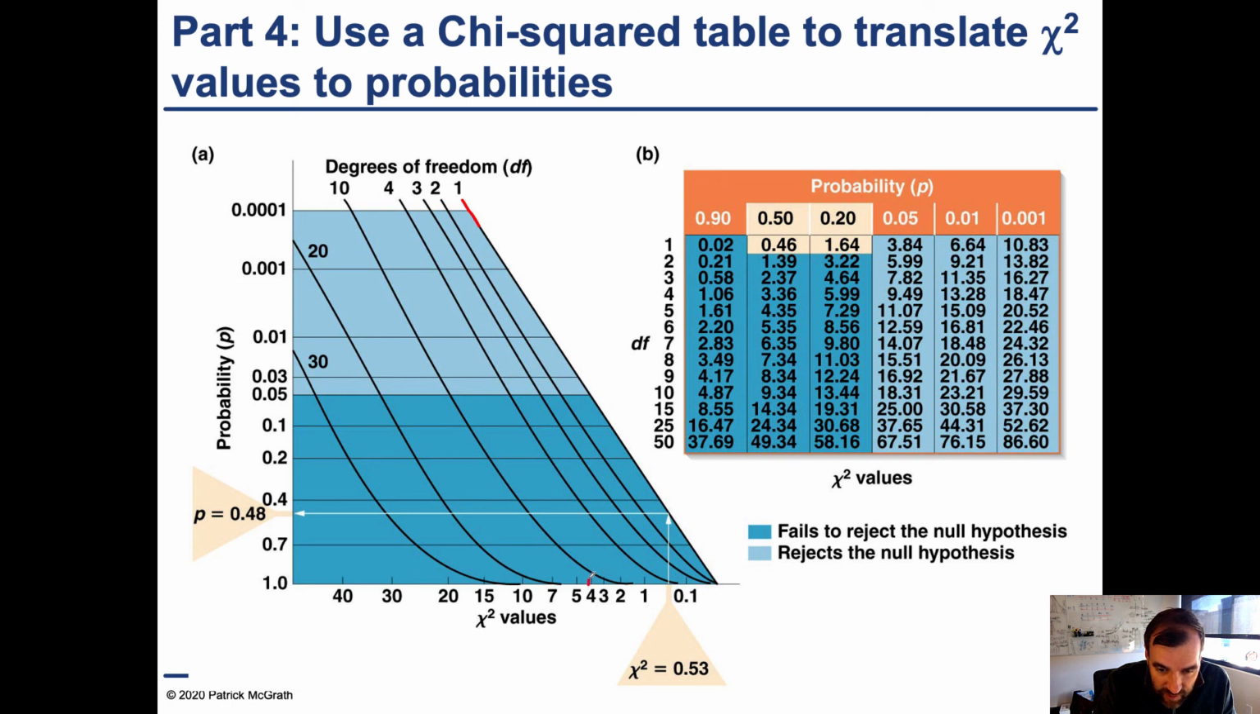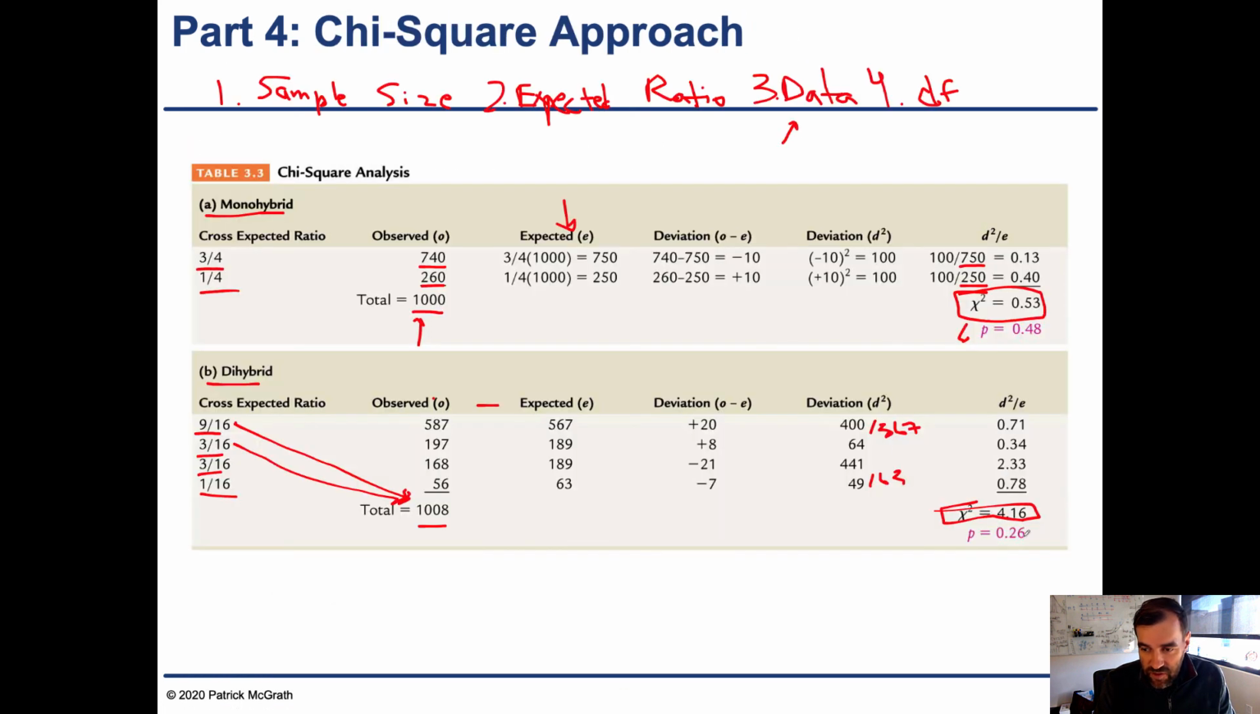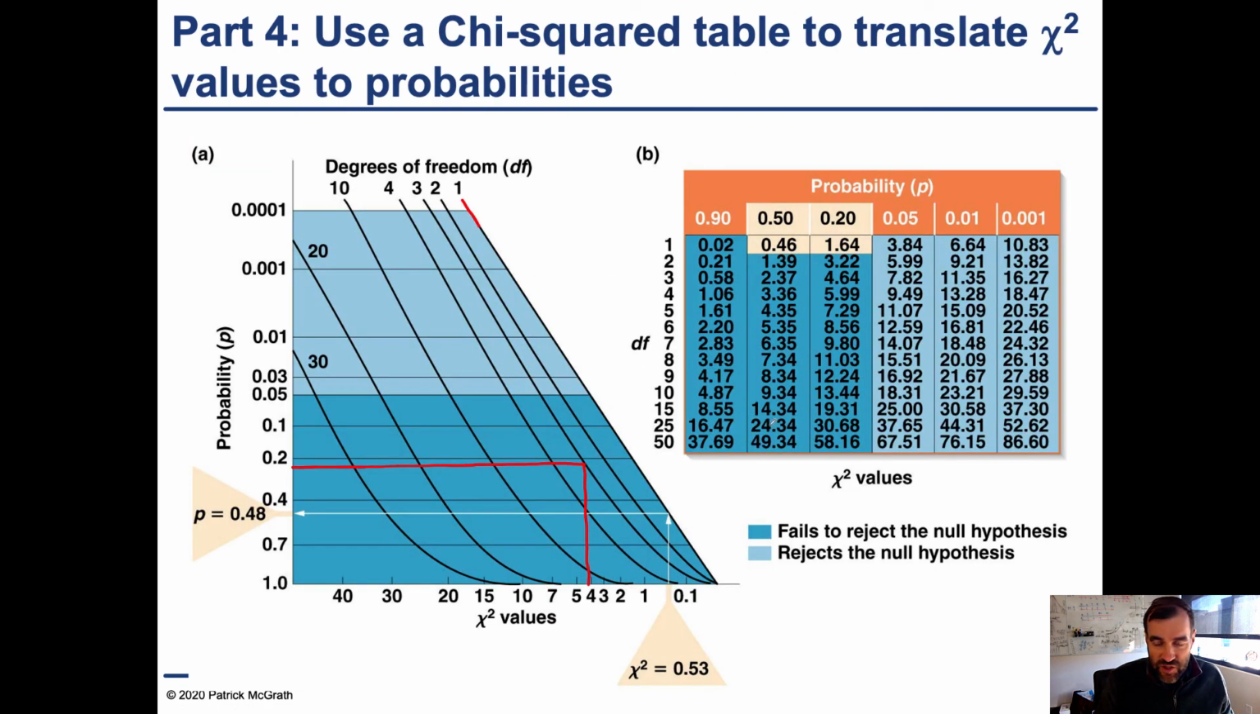4.16 is approximately right here. And then we go until we reach this line right here. We choose this line because this is the degree of freedom equal to 3. And then if we trace back this way, we get a number somewhere around 0.2 to 0.3. So 0.26 was the value there. So that's one of the ways you can do it.